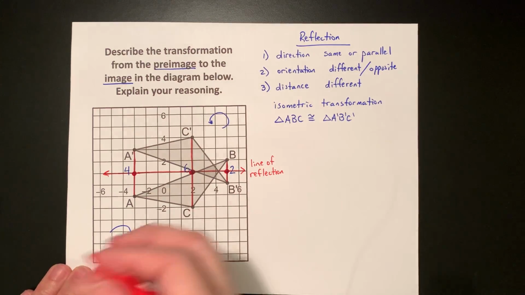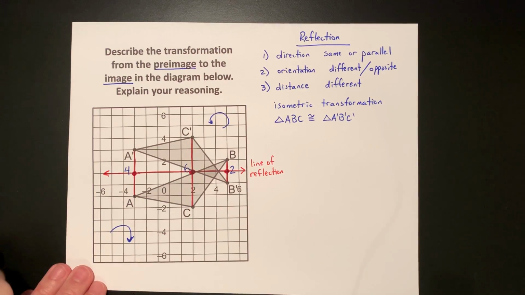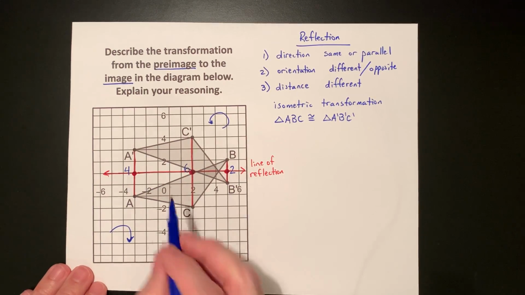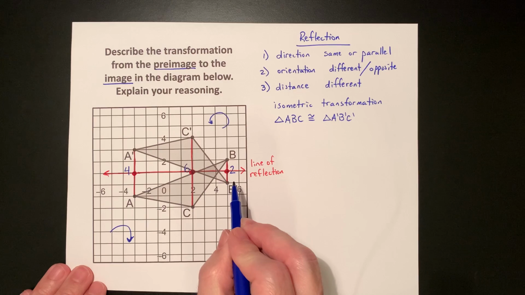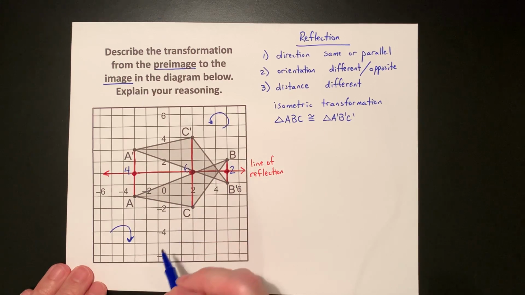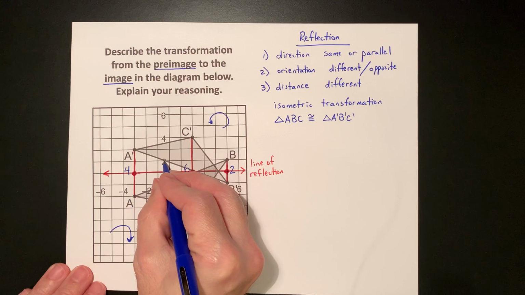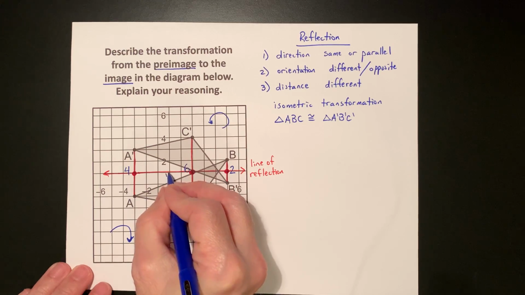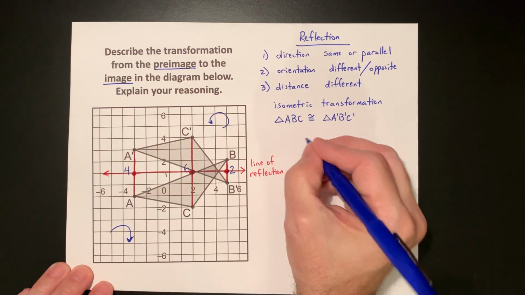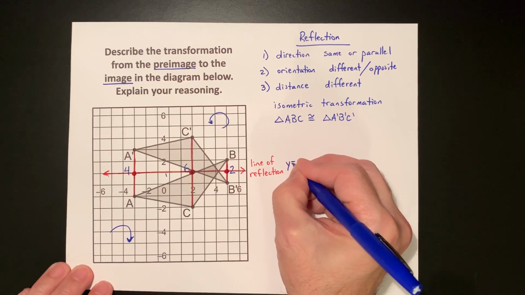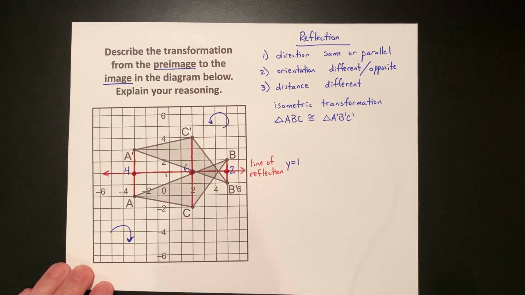And we have to decide then, what is the name of this line? What is the equation for it? Well, since it's a horizontal line, then that means that it is going to have a y equals format. What y value does it go through? Well, here's 0, here's 1, here's 2. So it's going through 1, and therefore the line of reflection is the y equals 1 line.